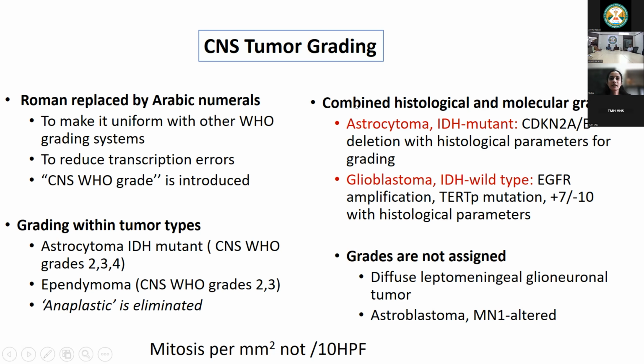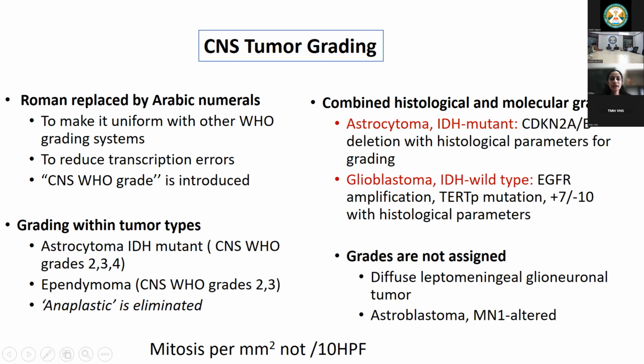The other thing is that for particular tumor types, we have combined histological and molecular grading. For example, in astrocytoma IDH mutant, CDKN2A/B homozygous deletion, being a molecular test, plays a very important role in tumor grading. Similarly, in glioblastoma IDH wild type, we have certain molecular alterations which are required for the diagnosis. I'll be telling you about these a little later. At the same time, for certain tumors where clinical significance is not very clear, grades are not assigned, like diffuse leptomeningeal glioneuronal tumor or astroblastoma MN1 altered.